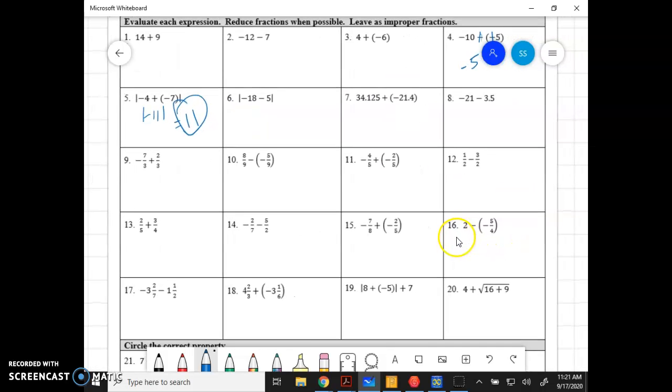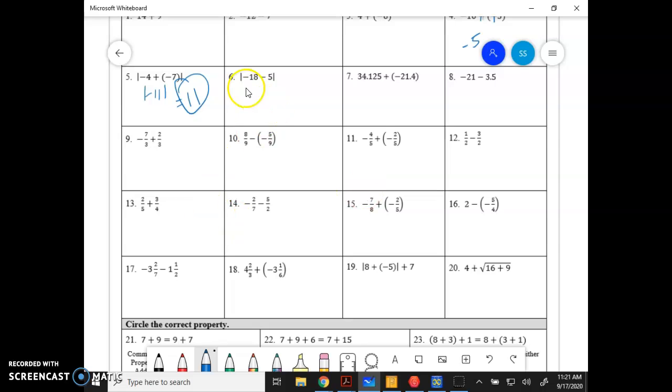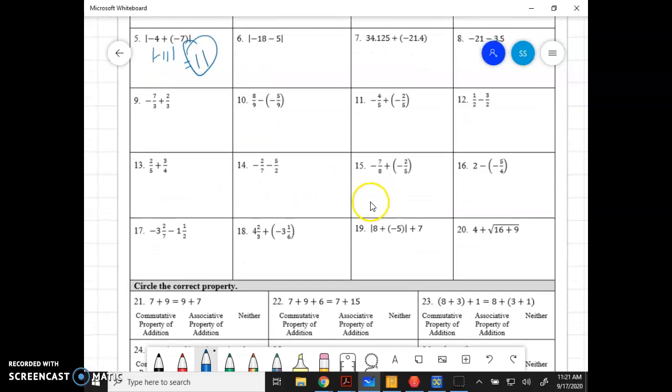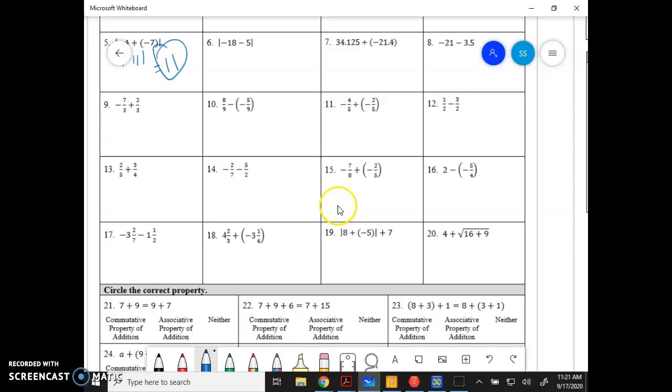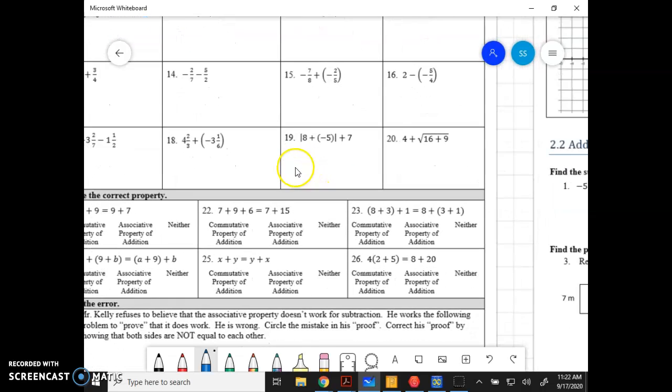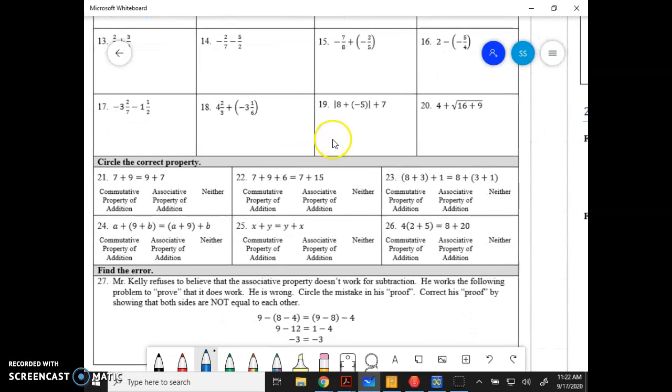I don't think you guys are going to struggle too much with these. We can handle that one. Remember, just use your calculator for these fractions. Let's look at 19.